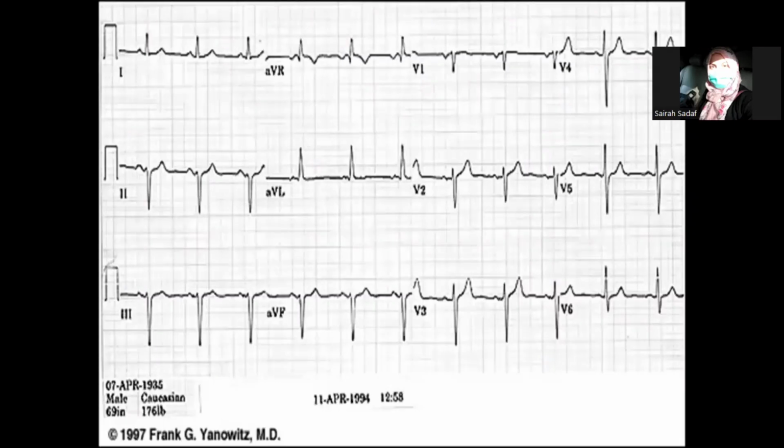So we have another here. And now I will tell you this is the positive, this is a negative. So this is again the left axis deviation and it is pathological because it is negative in lead 2.